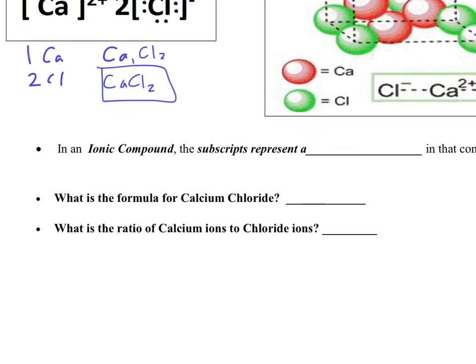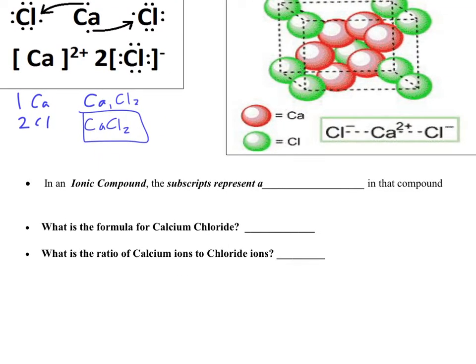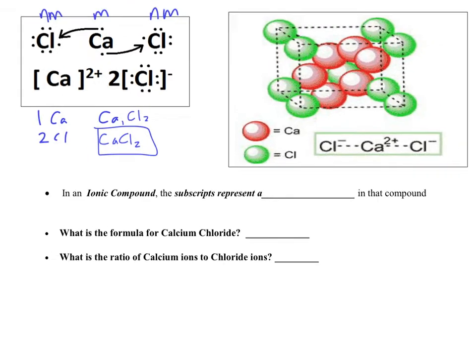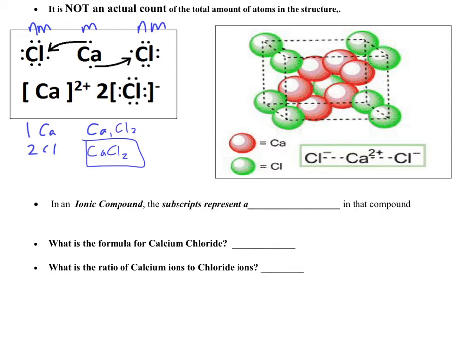Okay. So again, the subscripts in an ionic formula tell me the ratio. They represent a ratio of ions. How many ions are needed to make it neutral?